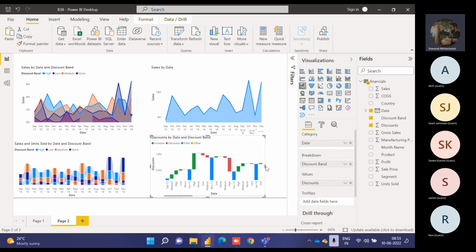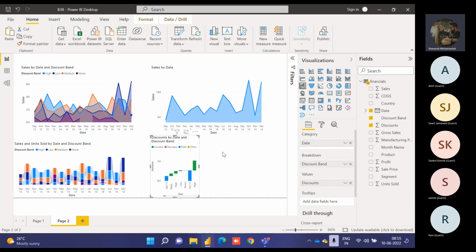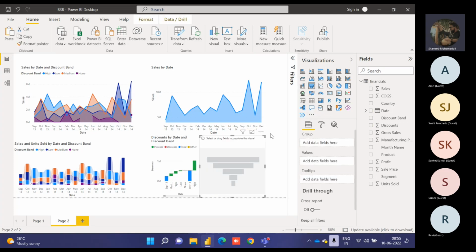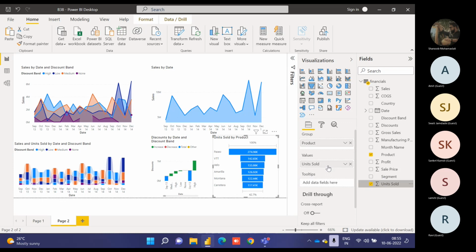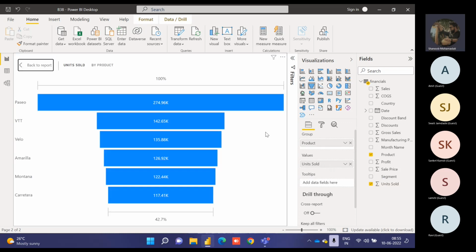Now, the last chart for today is the funnel chart. Again, if you see these three, the ribbon chart, waterfall, and the funnel chart, they are comparison charts. It is used for comparisons. How will we use it? Let's see.